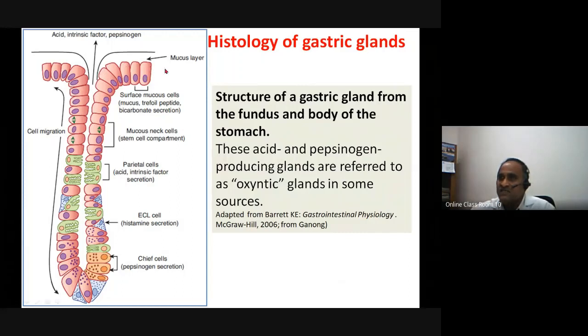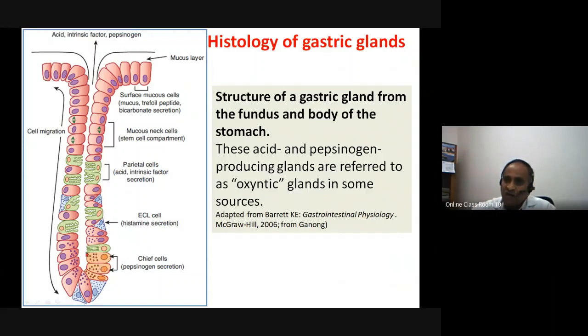To start with, on the surface we have the mucus cells. Then comes another layer of mucus cells, which are of the regenerating type. Then we have the parietal cell, an acid secreting cell that also secretes the intrinsic factor. Then we have these cone-shaped or pyramidal-shaped cells. These are enterochromaffin cells, which secrete histamine, 5-hydroxytryptamine, and so on. Then at the bottom you have the chief cells, or pepsin secreting cells.